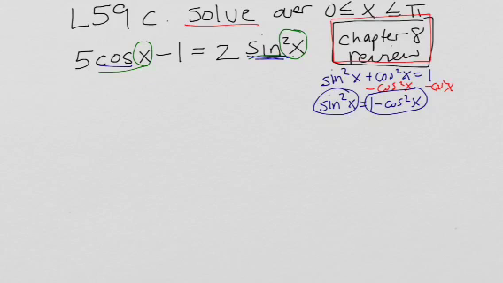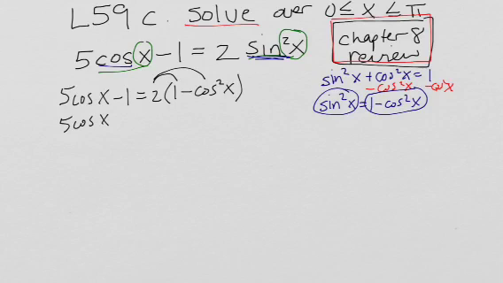So I'll rewrite my equation here. 5 cosine x minus 1 equals 2 times, and then in place of sine squared x, 1 minus cosine squared x. We'll distribute the 2, and then we'll have our equation. So 5 cosine x minus 1 equals 2 minus 2 cosine squared of x.